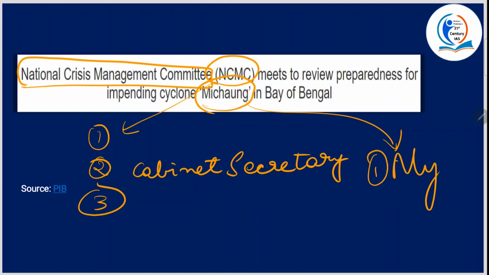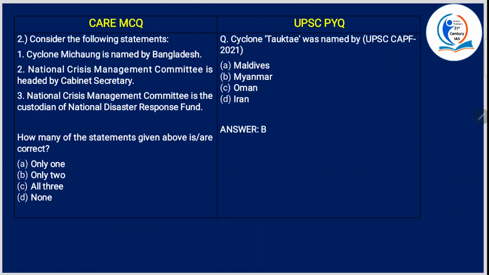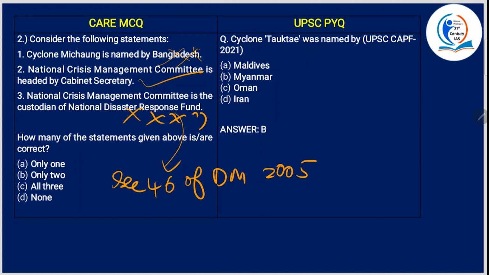Alright. Now, we will get into the MCQ. Consider the following statements. Cyclone Michong is named by Bangladesh. No, it is named by Myanmar. National Crisis Management Committee is headed by Cabinet Secretary. Yes. National Crisis Management Committee is the custodian of National Disaster Response Fund. This is wrong because the National Disaster Response Fund is defined in section 46 of the Disaster Management Act of 2005, and it is placed in the public account of Government of India under reserve funds not bearing interest. Okay, so this is a wrong statement. Only one statement is right.